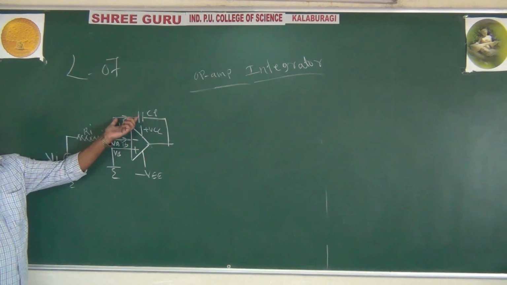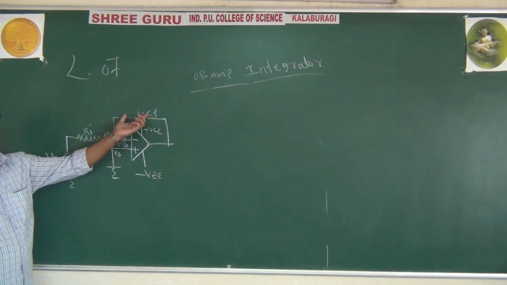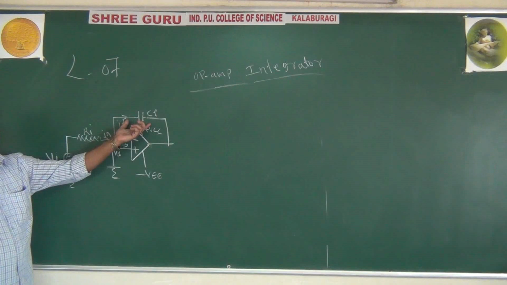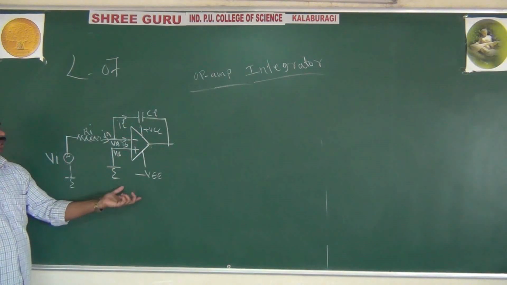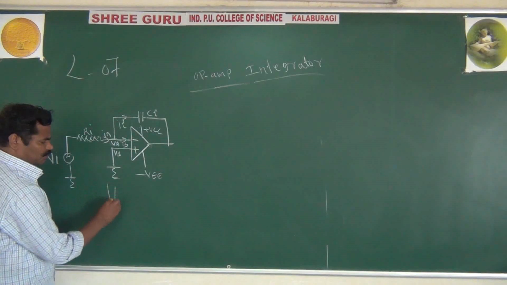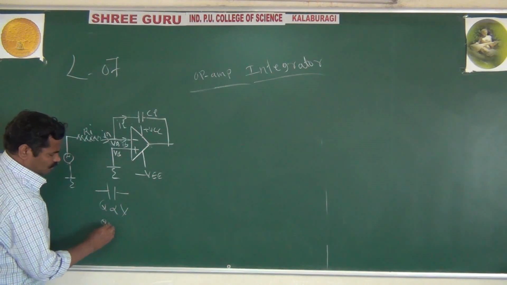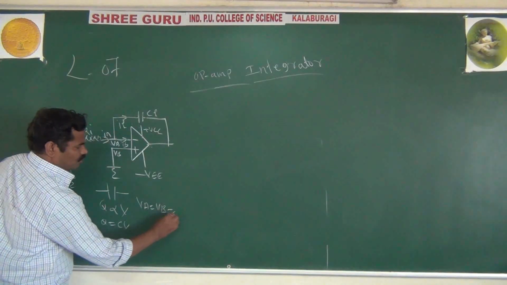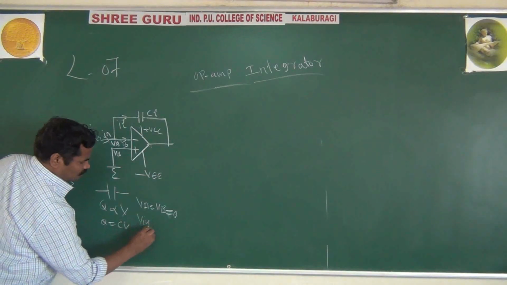In an inverting, non-inverting, or subtractor amplifier, you connect a feedback resistor. Here, in place of the feedback resistor, you connect a capacitor in the feedback path, remaining similar to your inverting amplifier. As usual, VA and VB are the same. Since the capacitor is on the output side, Q is directly proportional to the voltage, so Q is equal to C into V, and VA and VB are 0 because of the virtual ground concept.